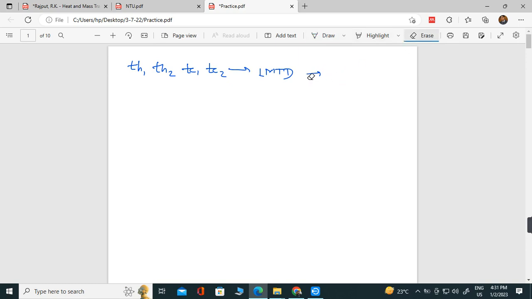So this was about the LMTD method. So when can you use the NTU method? Whenever the example is to find out temperature, if the temperature is not given, at that time we can use the NTU method. So what is the procedure, that we are going to discuss.